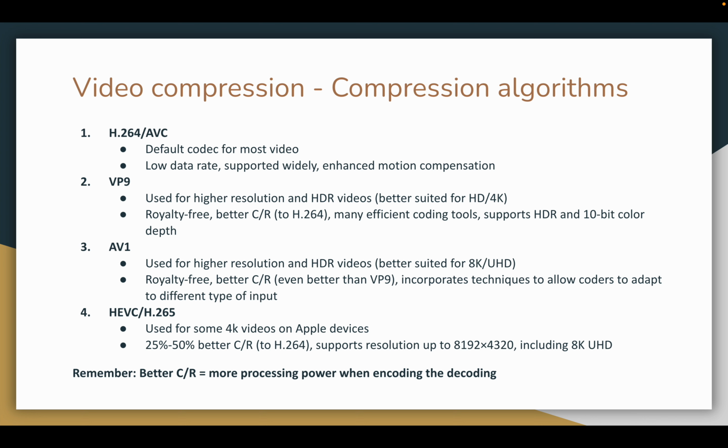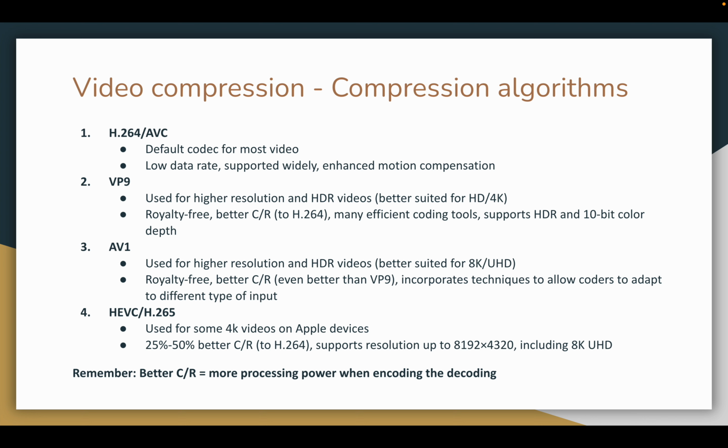Next, we have AV1. Like VP9, this codec is also used for higher resolutions and HDR videos, but it is better suited for 8K or UHD videos. It is royalty free, which is extremely beneficial for YouTube considering the massive amount of videos they have to handle every day. It provides a better compression ratio, even better than VP9. AV1 incorporates additional techniques that give encoders options to adapt to different types of input.